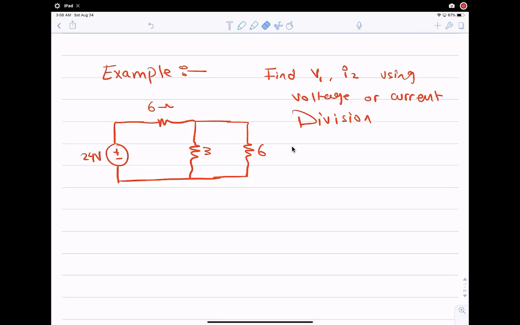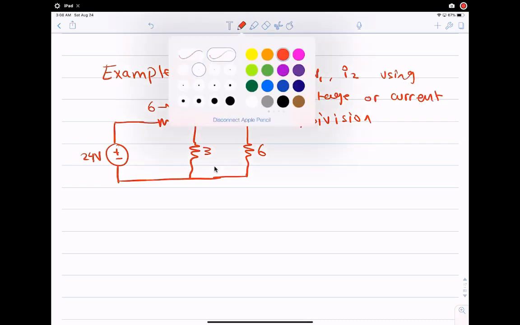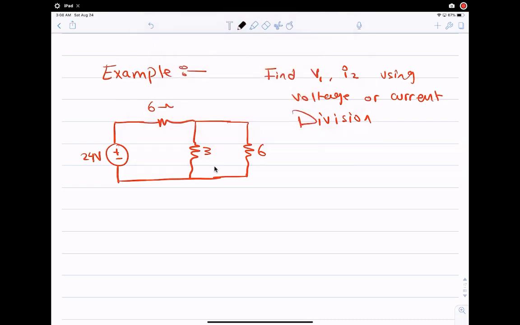Hello everyone. In this example, I'm gonna demonstrate how to use the voltage and current division to get any unknown values. Now he's asking to find V1. V1 is this voltage and I2 is this current.